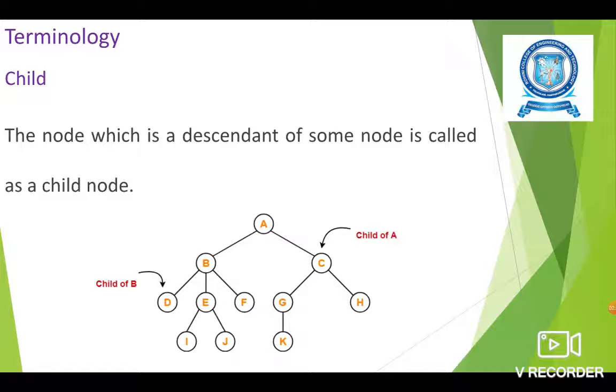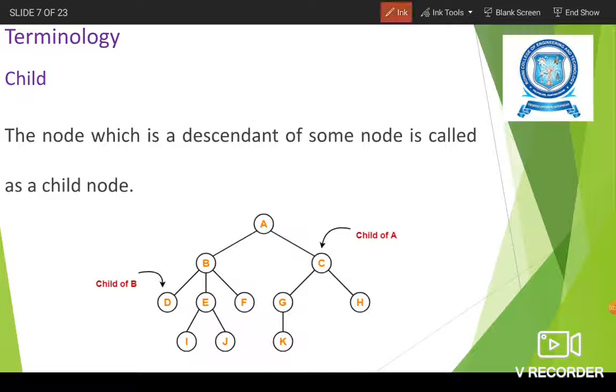Then child. The node which is a descendant of some node is called a child node. From the given tree, you can say that C is the child of A because it is a descendant node of A. So C is the child of node A. Similarly, B is also a child of A. And D is a child of B. K is a child of G.